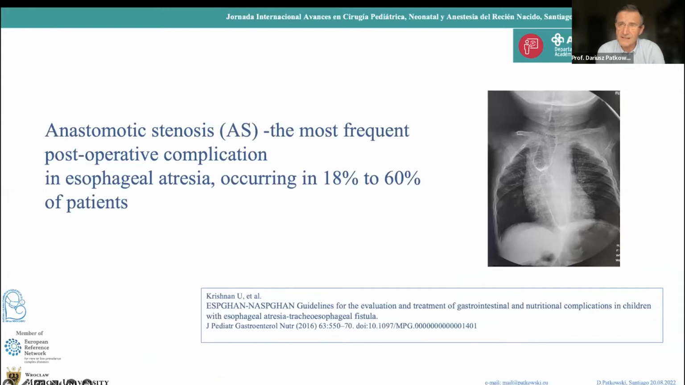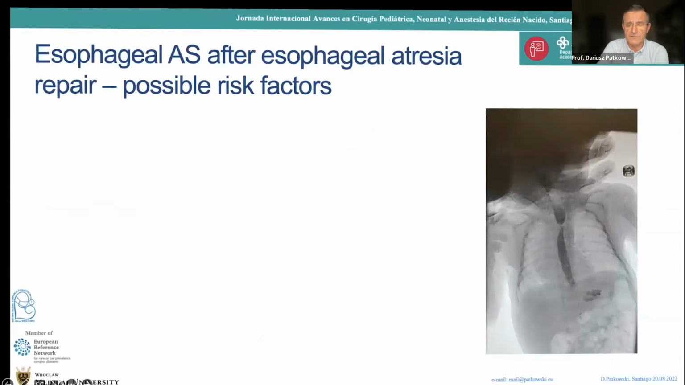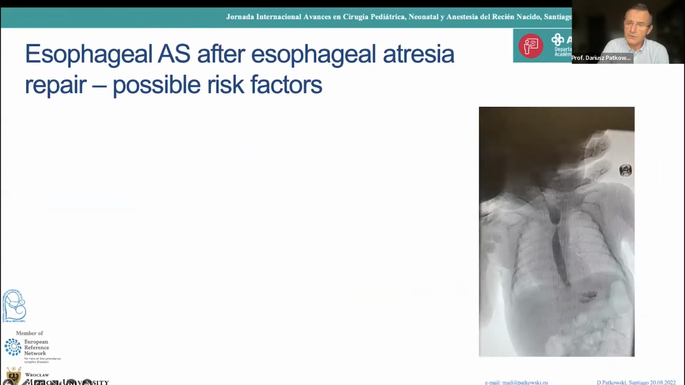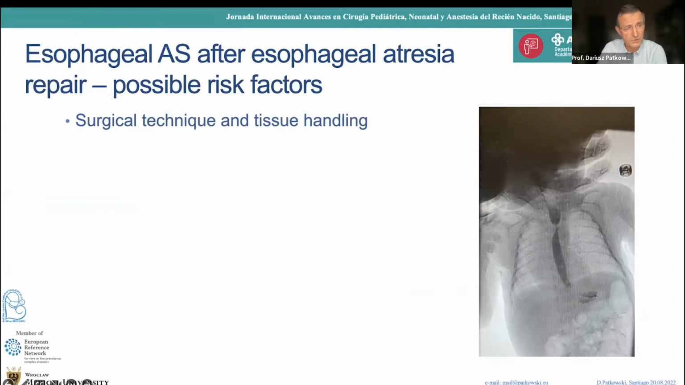The statistics are completely different. Some centers show only 18%, some centers show up to 60%. It depends on the definition and what we say is stenosis, and there is no clear definition of this condition. There are a lot of possible risk factors, and of course, surgical technique and tissue handling is one of the most important. But when you look at the articles, people are talking about reflux, about the tension, but nobody is talking about surgical technique.